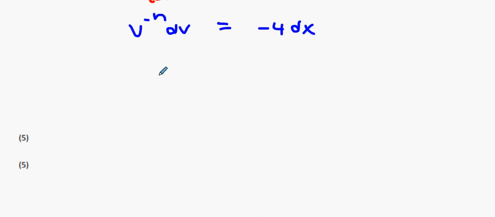So I add 1 onto the power, what do I get? 1 minus n. And then that's v to the power of 1 minus n. Oh, sorry, I forgot to put up my integration signs. Alright, what are our limits?